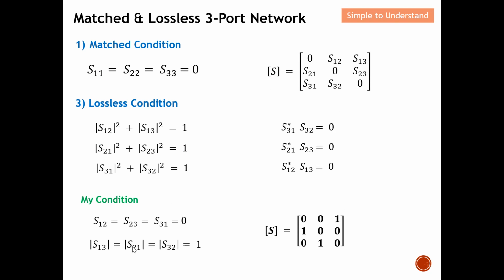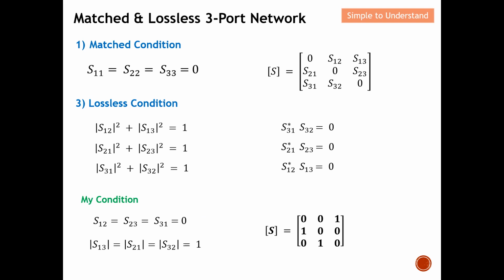S21 will be equal to 1. S23 needs to be equal to 0, as you can see from here. As for S31, it needs to be equal to 0. As for S32, it needs to be equal to 1. Therefore, this set of S parameters ensures that the triport network will be matched and also lossless.